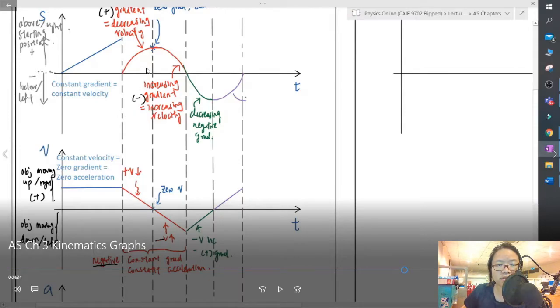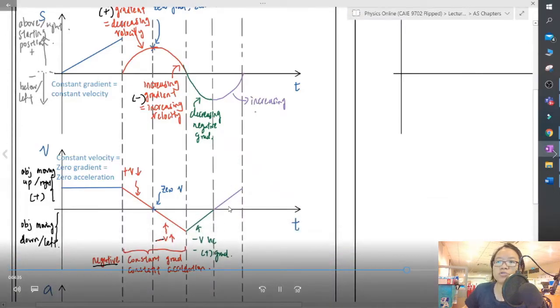decreasing positive gradient. Increasing negative gradient. Here you have decreasing negative gradient. So you got decreasing negative value, the green part. Purple part, increasing positive gradient, meaning the graph is getting steeper and steeper. Then this part is also getting larger and larger positive value. Okay, so if you look at this gradient here, this one is increasing positive gradient. So this one is increasing positive value.